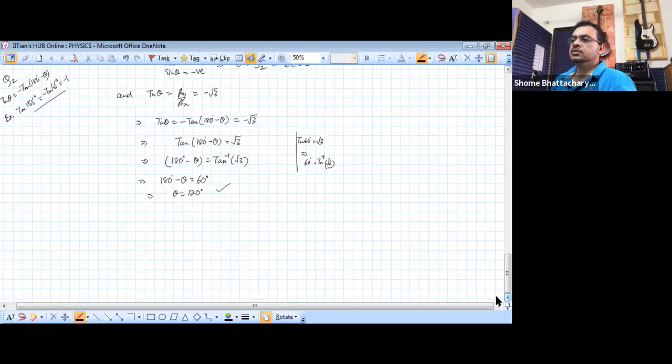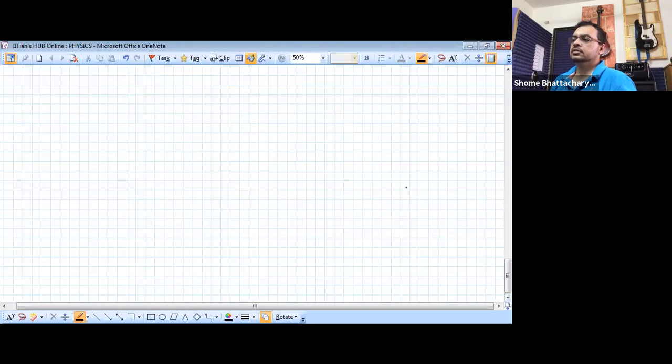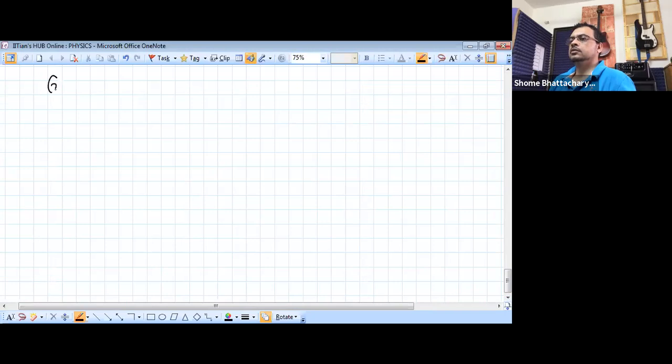The other way of doing this is much simpler. You just draw the vector. Geometrically, you understand what the vector is. See that the vector is minus i cap plus root 3 j cap. It will look like this in the xy plane.